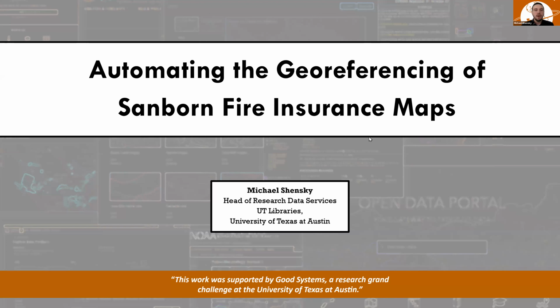Fantastic. All right, so I'm going to be talking today about a project that's been underway now for a few years, going all the way back to before the pandemic, but it's really seen some notable success this year, and finally we've been able to realize the vision that we had at the outset back in 2019. And so really excited to talk to you today about the success that we've had recently automating the georeferencing of Sanborn fire insurance maps from our Pre-GIS Library map collection.